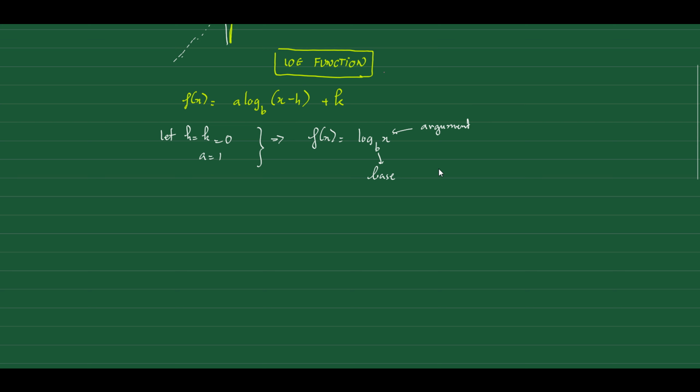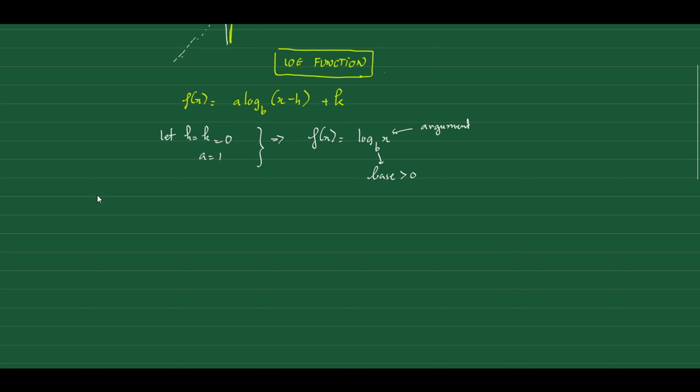The base of the log cannot be negative, so it must be greater than 0. It could be a fraction, it could be a decimal, but it cannot be negative. It cannot be equal to 1. And the argument could be any function over here; it doesn't have to be x.